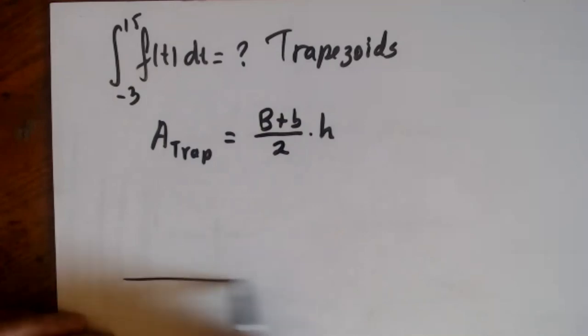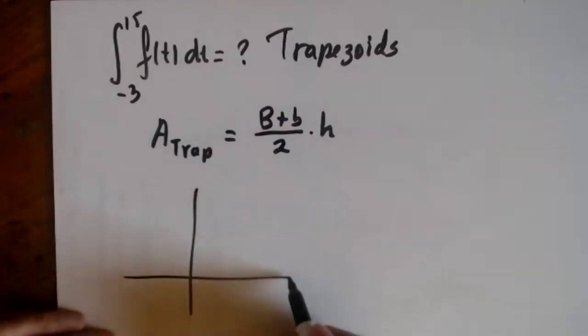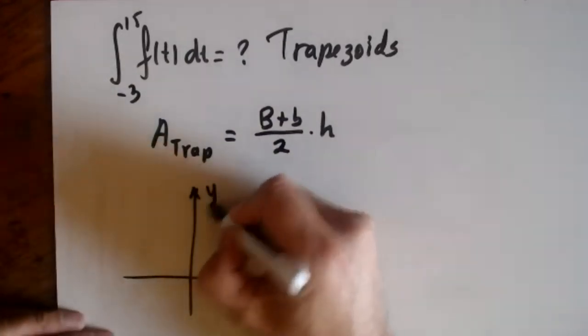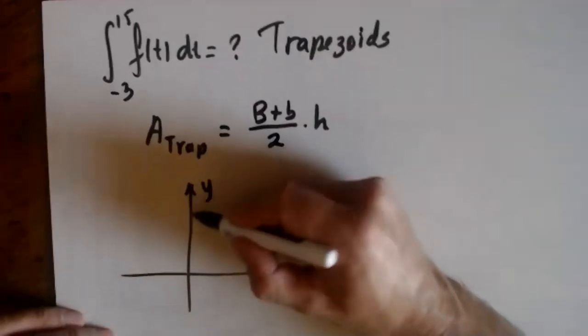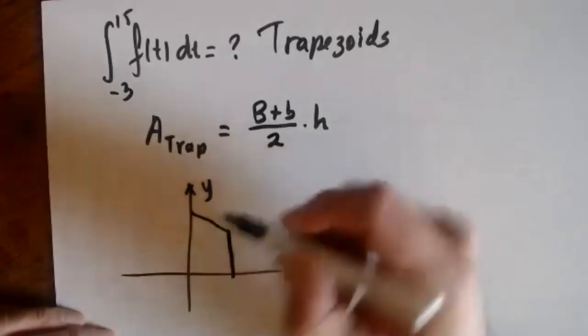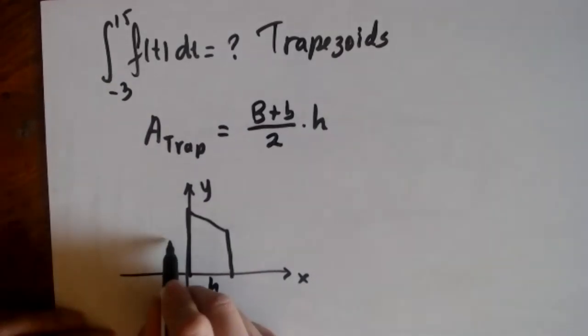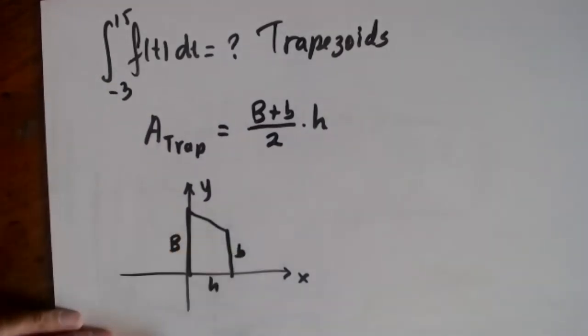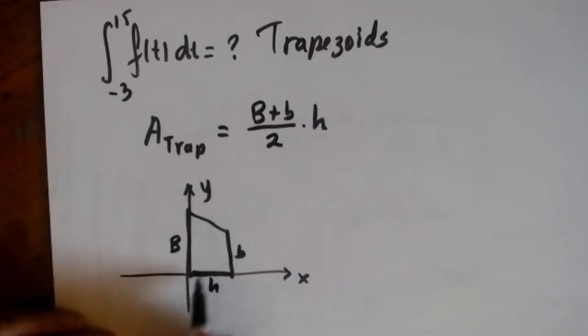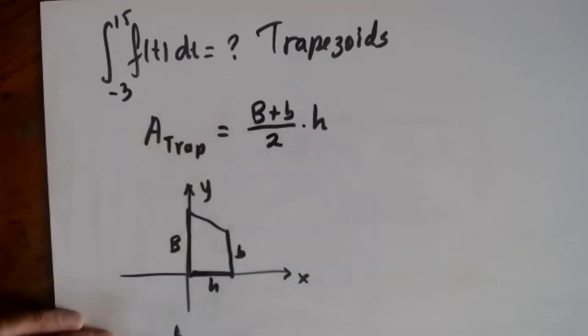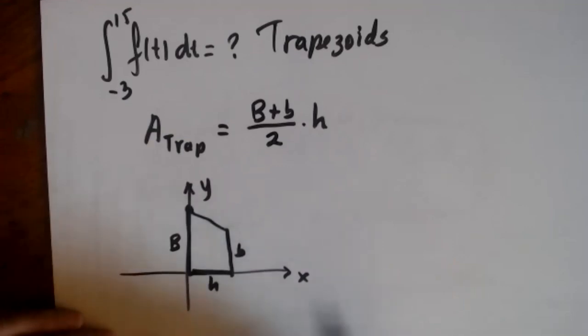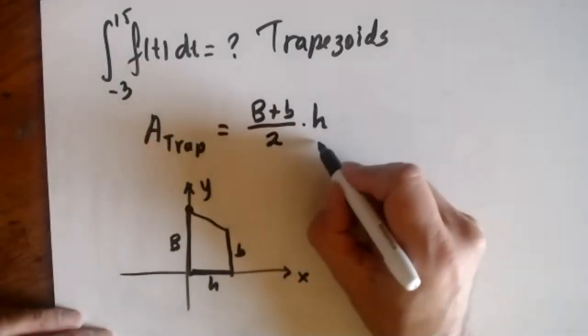You have x and y, this is x and this is y, correct? A trapezoid, for instance, this and this, because this is a trapezoid. This is the height, this is base 1 and this is base 2, correct? So these three things. It's very simple.